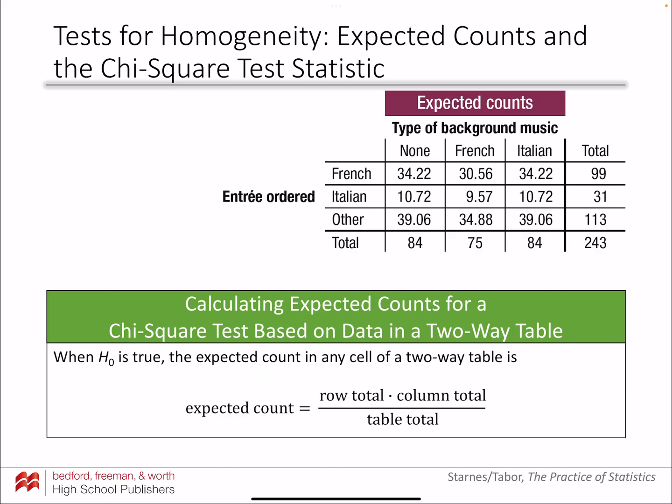So our expected counts now, here's the formula to calculate expected counts. The expected count is the row total times the column total divided by the total. So 99 times 84 divided by 243 is equal to this, okay? And notice that these don't have to be whole numbers because they're expected values, they're expected counts, right?